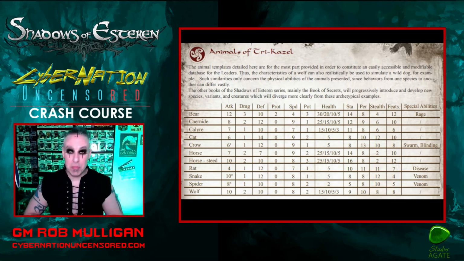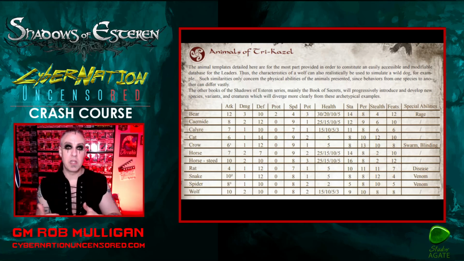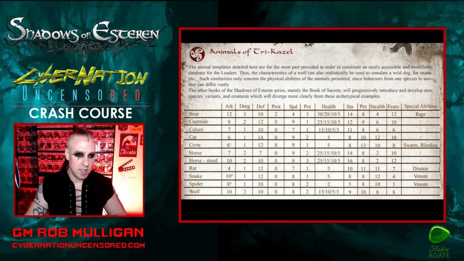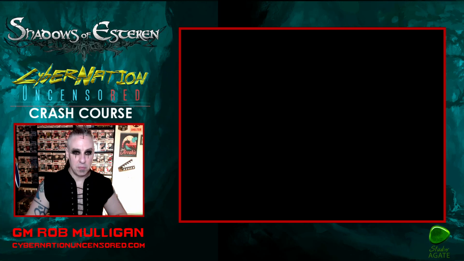Yeah, so it can be that brutal, but some of them have special abilities. But again, this isn't the be-all, end-all. This is just a guideline. This is your basic foundation of animals that you can branch off of. All right, let's get into some of these other creatures that it gives examples of in this book, Travels.